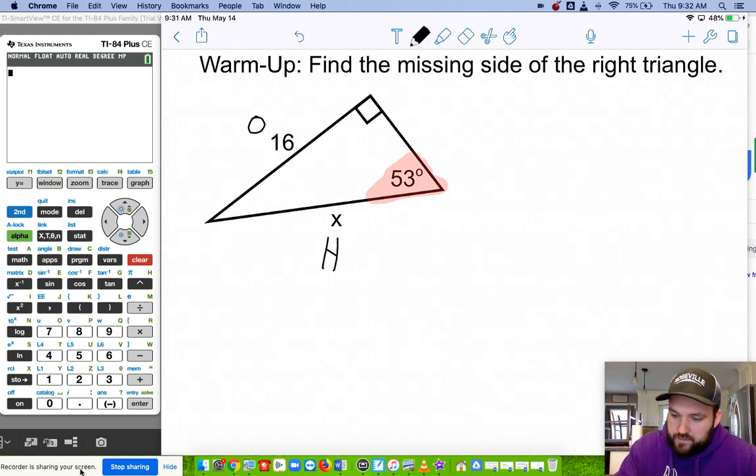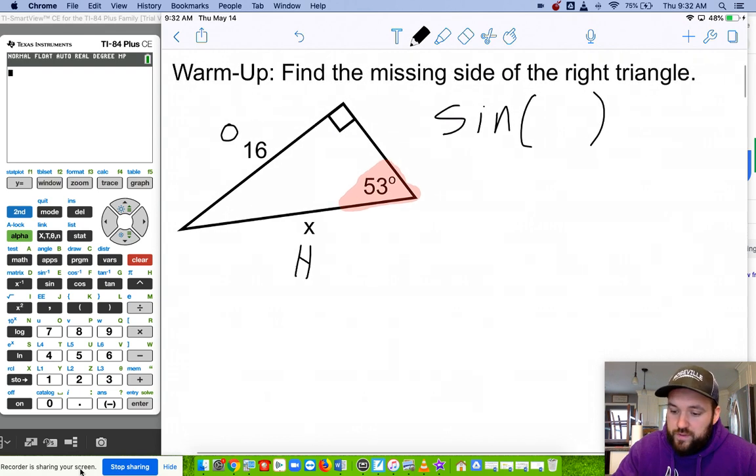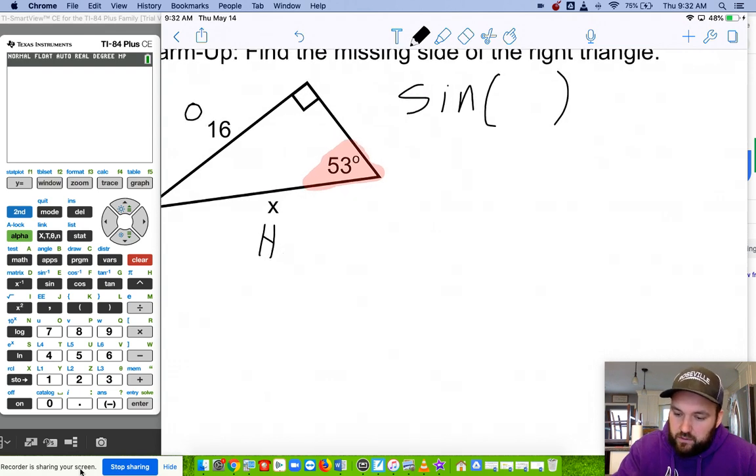Opposite and hypotenuse are related using sine. And remember, anytime we're setting up a trig function, what goes in the parentheses has to be the angle. So make sure you put 53 in here, not 16. And then on the other side of the equation will always be for sine opposite over hypotenuse, which in this case is 16 over x.